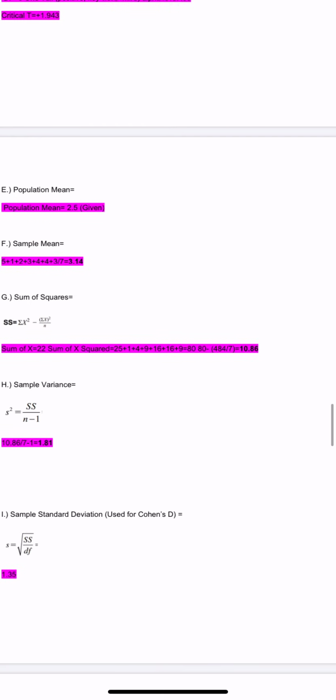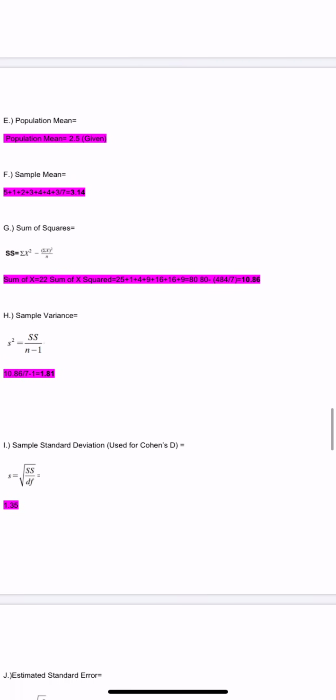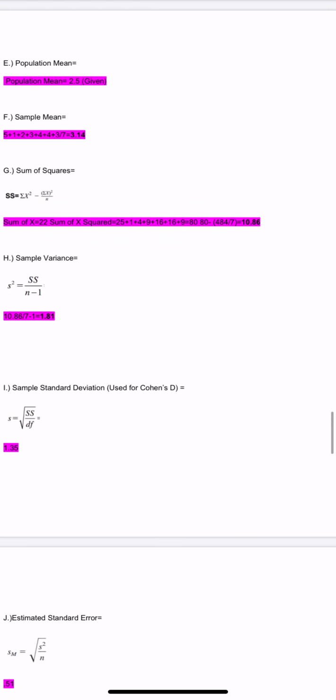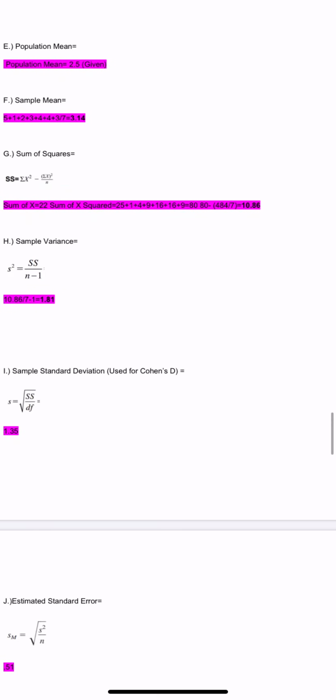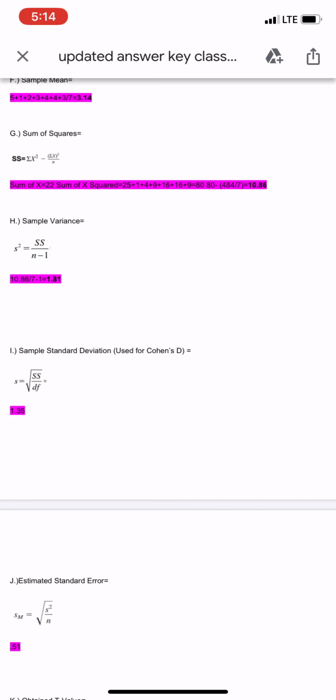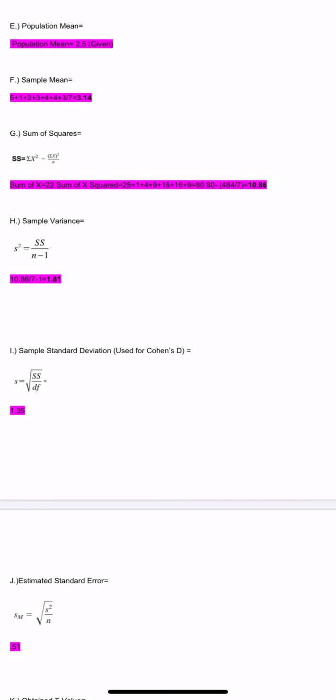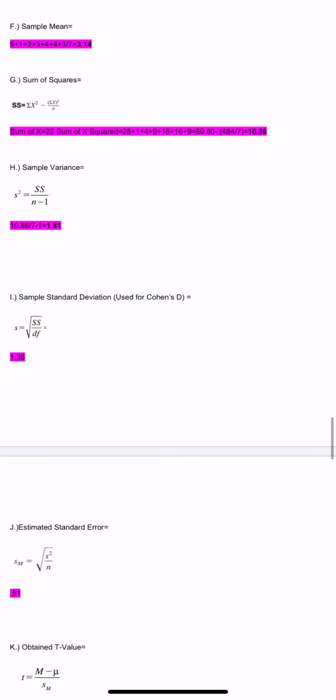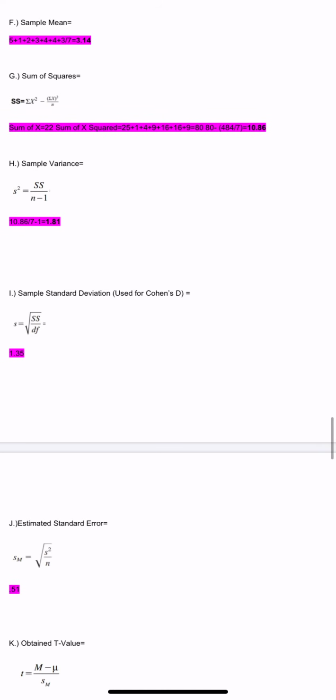Population mean given, 2.5. Sample mean, add up the scores, divide by n, 3.14. Sum of squares, again, you could do it multiple different ways. Right here, I'm showing you the computational way. Again, I'm not going to go too much over this. Refer to the video on chapters 2 to 4 if you need help with sum of squares. Sample variance, SS divided by n minus 1, or SS divided by df. Either one means the same thing. Just plug it in. s squared is 1.81, which is the sample variance or estimated variance of the population.